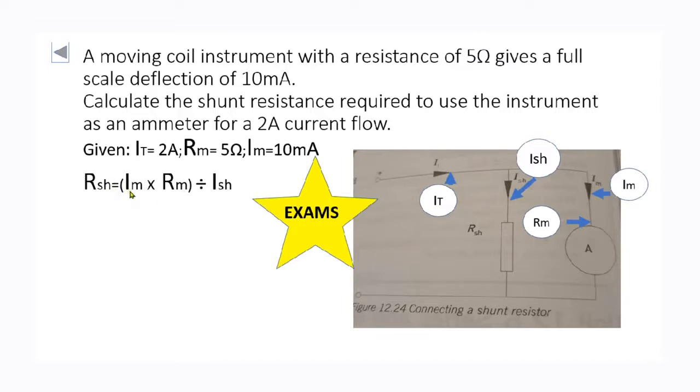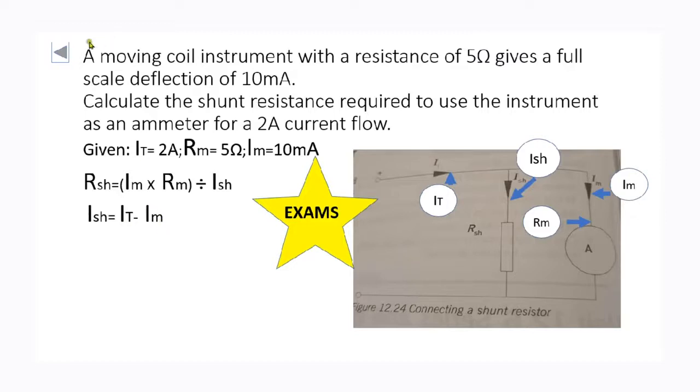Do I have IM? Yes, I do. Do I have RM? Yes, I do. Do I have ISH? No. I don't have ISH, so I need to determine what ISH is. And I'm going to use this formula here: ISH is equal to IT minus IM.